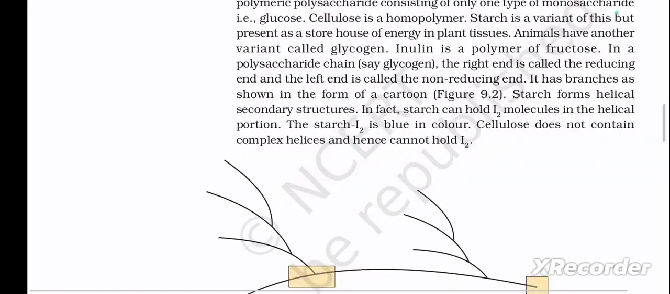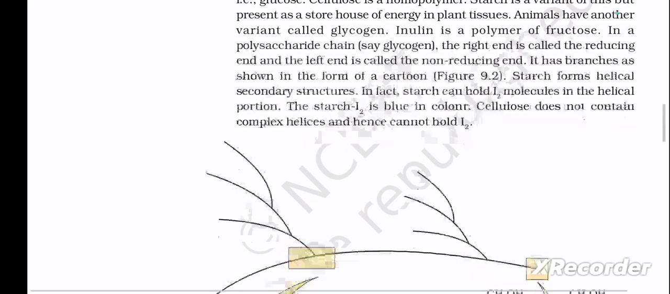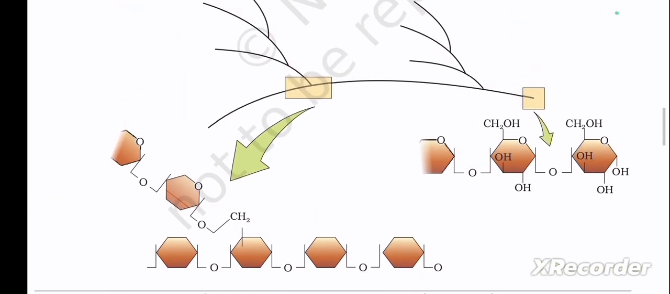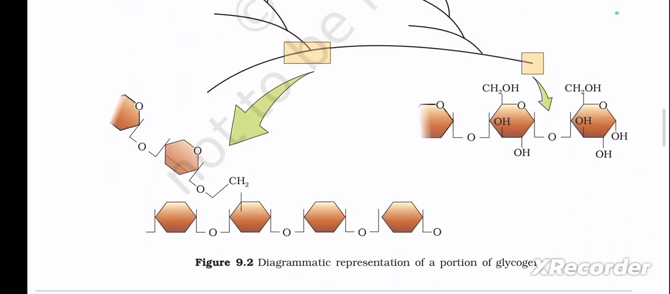Starch forms helical secondary structures. In fact, starch can hold I2 molecules in the helical portion. The starch I2 is blue in color. Cellulose does not contain complex helices and hence cannot hold I2. So here diagrammatic representation of a portion of glycogen has been given. You can check it out.